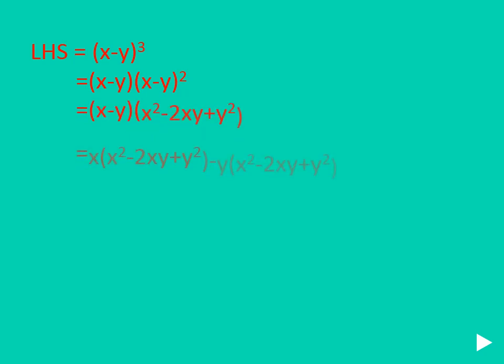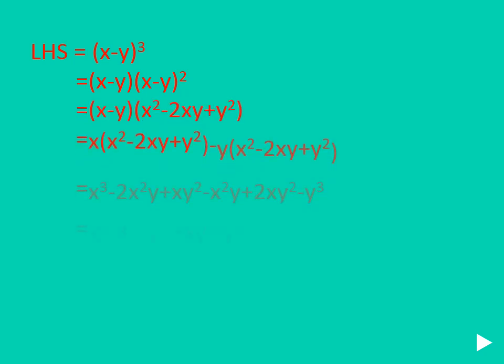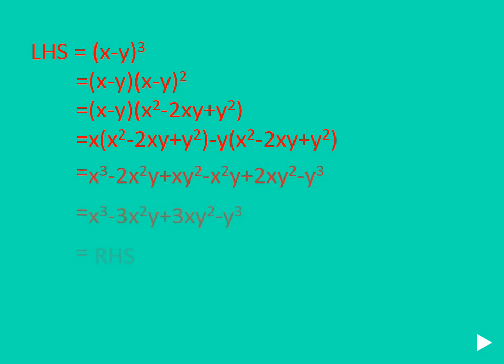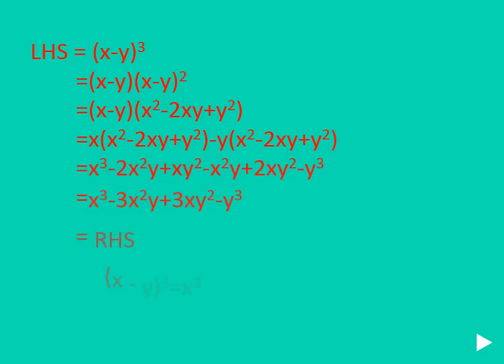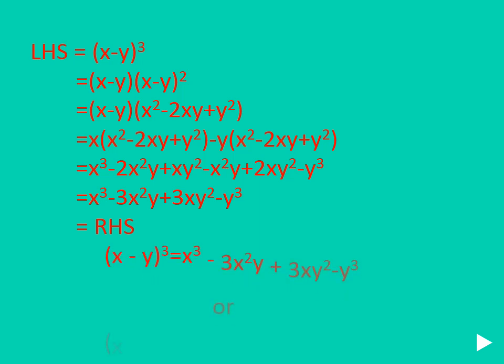LHS equal to (x minus y) whole cube. Similar to the last identity, we are proving this one: (x minus y) into (x minus y) whole square. (x minus y) whole square, we can write as x square minus 2xy plus y square. So x minus y is the same, and the second bracket is x square minus 2xy plus y square.